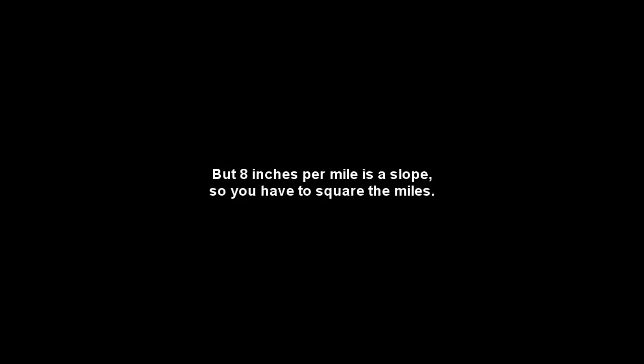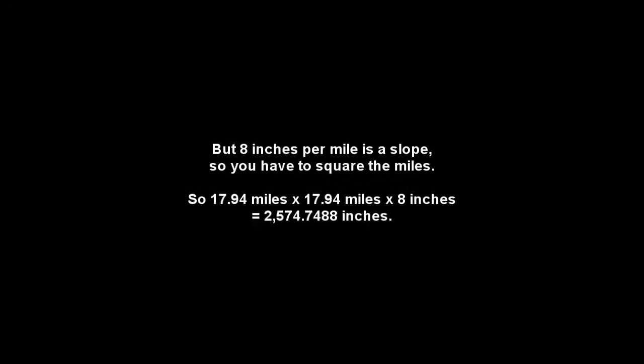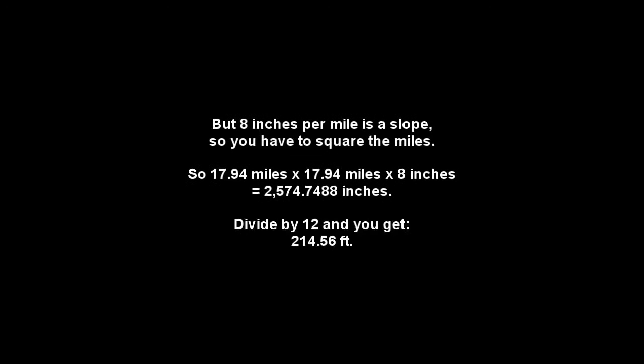Now, if you just did that on a per mile basis, that would be a slope. So you have to square the miles. That's where the spherical geometry comes in. So you take the number of miles, 17.94, and you times it by itself, and then you multiply that by 8 inches, and you get 2,574.7488 inches divided by 12, and you get 214.56 feet.